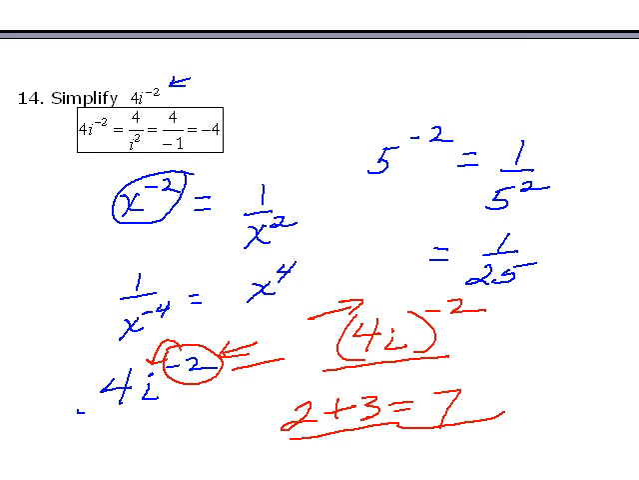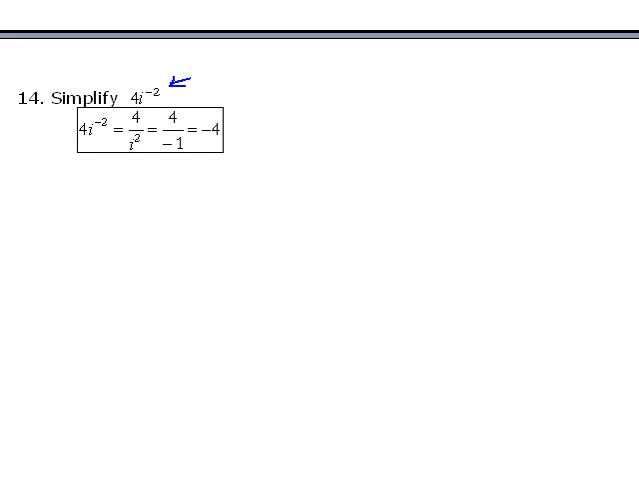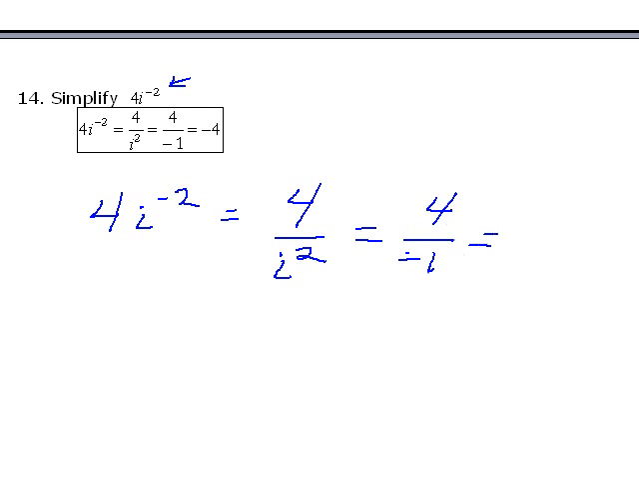Let's try to do this problem now. Okay, so I have 4i to the minus 2. Again, the minus 2 only pertains to the i. Since that's a negative exponent, if I put it in a denominator, it then becomes positive. Now I can evaluate it. i squared is negative 1. So 4 divided by negative 1 is negative 4. And that's the answer you get.